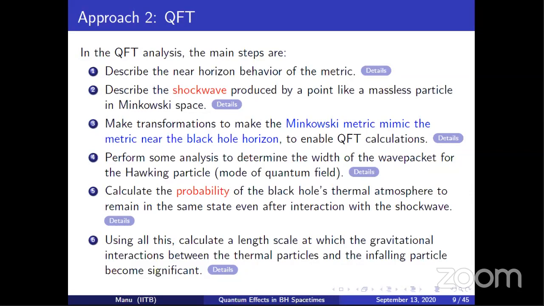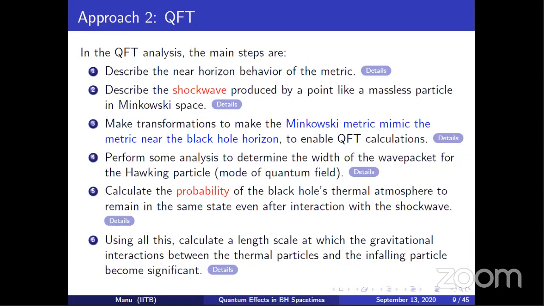The rationale is that if the probability to remain in the same state is large, then it means that the interaction is weak. The incoming particle is not having much effect. But if this probability to remain in the same state becomes low, then it means that the incoming particle is changing the state of the thermal particle by a considerable amount. So we calculate the distance at which this probability to remain in the same state becomes small. Using this probability analysis, we calculate the length scale at which the interactions will become strong.